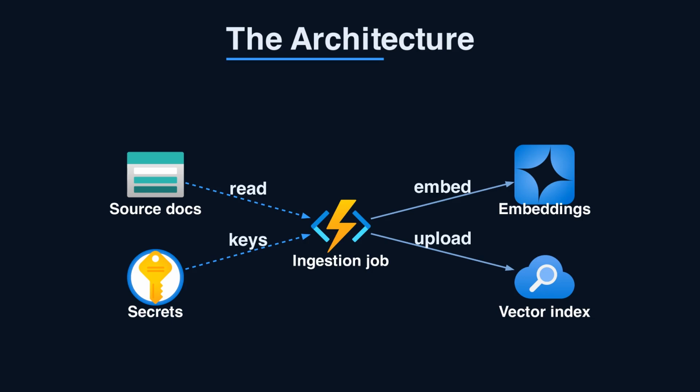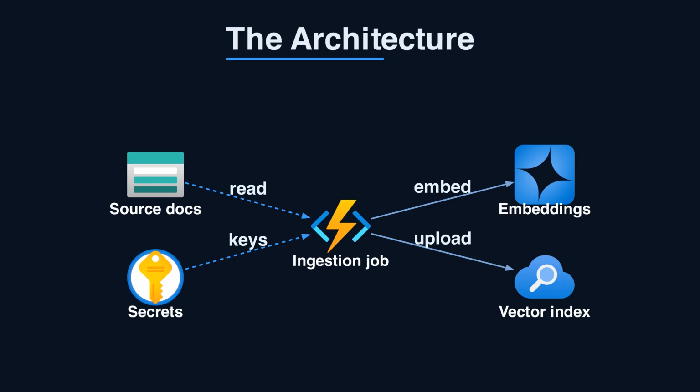Your Python ingestion job reads source files, usually from blob storage. It calls an Azure OpenAI embedding deployment to convert text chunks into vectors. Then it writes documents, text plus the vector, into an Azure AI Search index. At query time, a client sends a question. You embed that question with the same model, and Azure AI Search returns the nearest chunks.